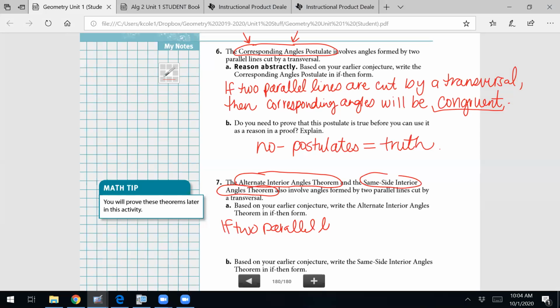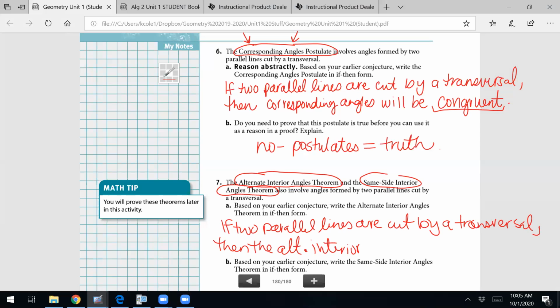lines are cut by a transversal, then the alternate interior angles are, what did we say they're going to be? Congruent. Hopefully you can read my sloppy handwriting.